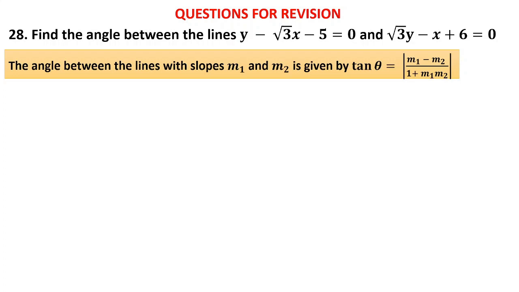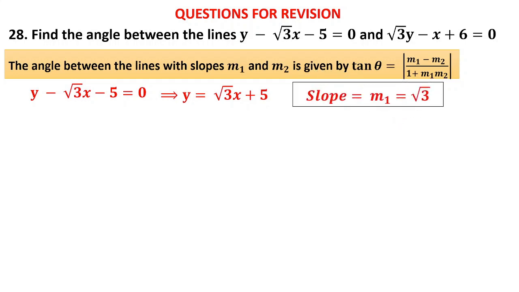We have to get the slope of both the lines and apply in the formula. How to get the slope? Convert it into slope intercept form. Keep y in the left hand side, push everything to the right hand side. y is equal to root 3 x plus 5. Coefficient of x is the slope. Therefore, slope is root 3.